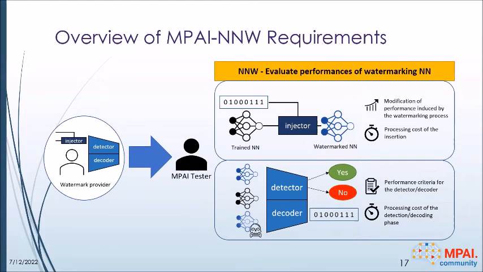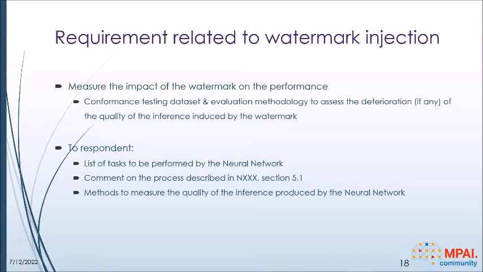So what we shall standardize here will be the performance criteria for the detector and decoder, as well as the processing cost of the detection and decoding phase. Next slide, please. So the requirements are structured at the three levels we've just mentioned. The requirements related to the injector measure the impact of the watermark on the performance. And this relates to the conformance testing dataset and evaluation methodology to assess the deterioration, if any, maybe there is no deterioration, of the quality of the inference induced by the watermark.